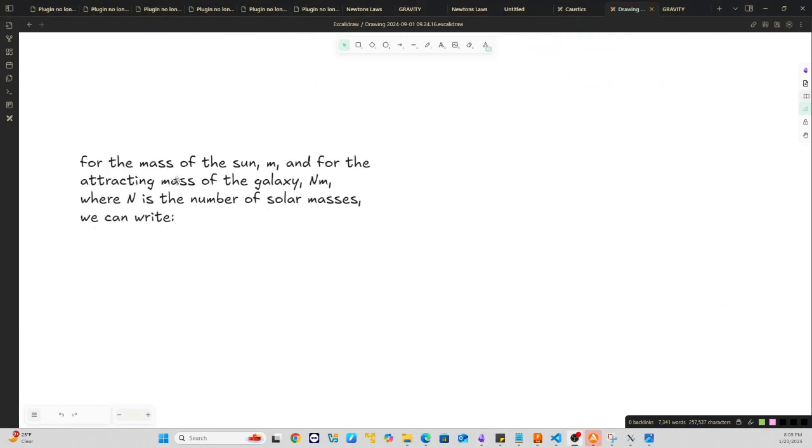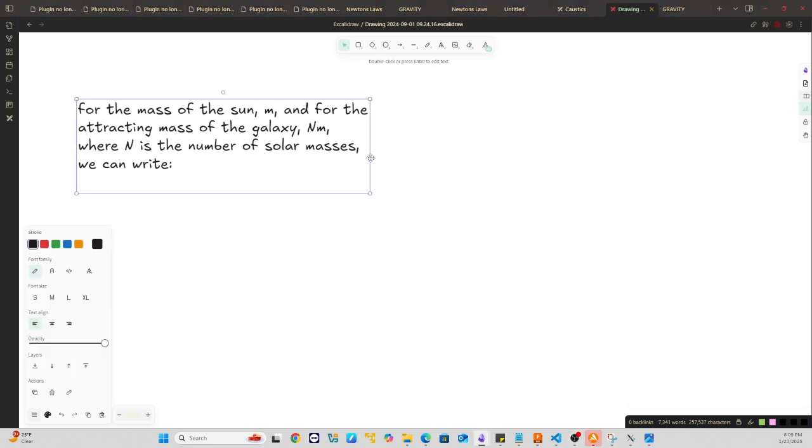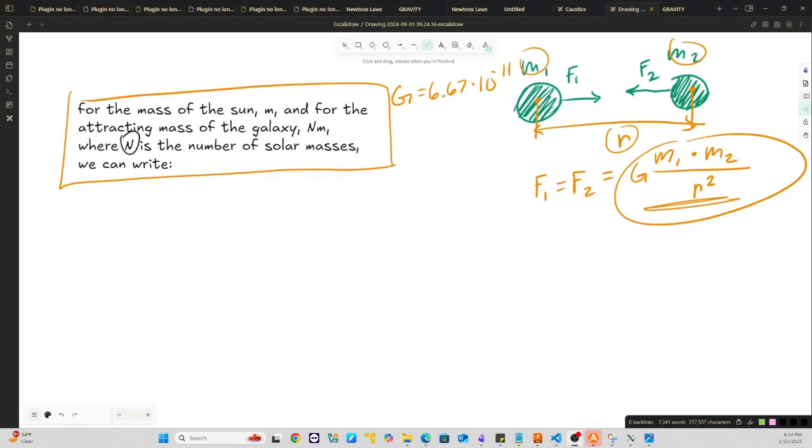Now, for the mass of the sun, m, and for the attracting mass of the galaxy, n m, where n is the number of solar masses, we can write this. Instead of writing the mass of the Milky Way, we'll write it in terms of the sun. So that'll give us what we want to solve for, and it'll also eliminate our unknowns here. So we have our gravitational constant like before, being multiplied by mass 1, which we'll write in terms of n and the mass of the sun like this, and also being multiplied by the mass of the sun, and divided by our radius squared. And so this is what we'll use to solve our problem.